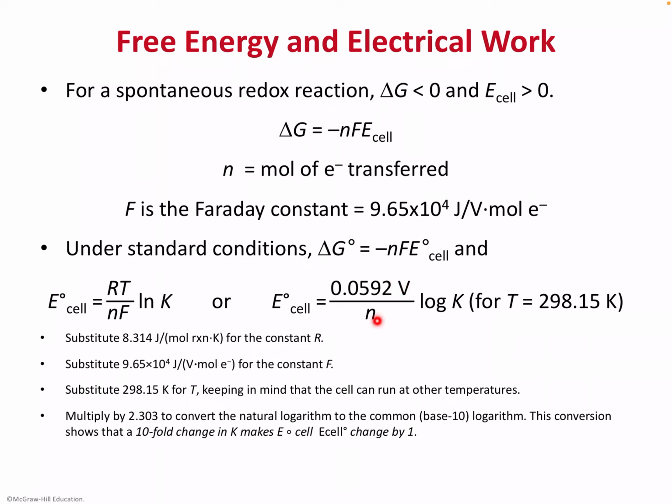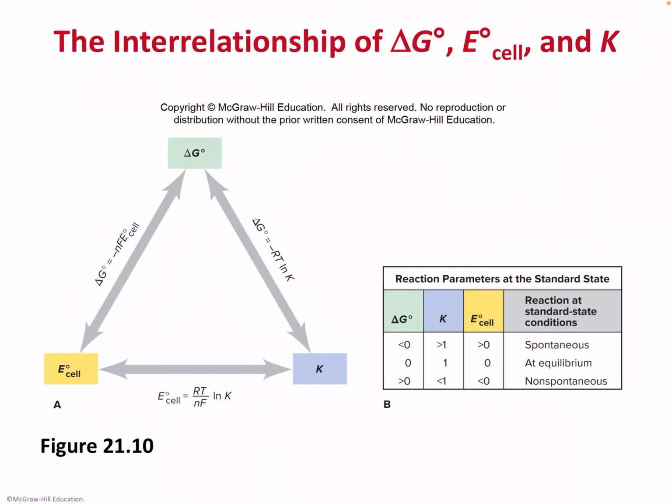E naught cell equals 0.0592 volts over n, number of moles. We can change it here later depending on the number of electrons. And then the log K. And this is the temperature, 298 K at 25 degrees Celsius. And this is called the Nernst equation.